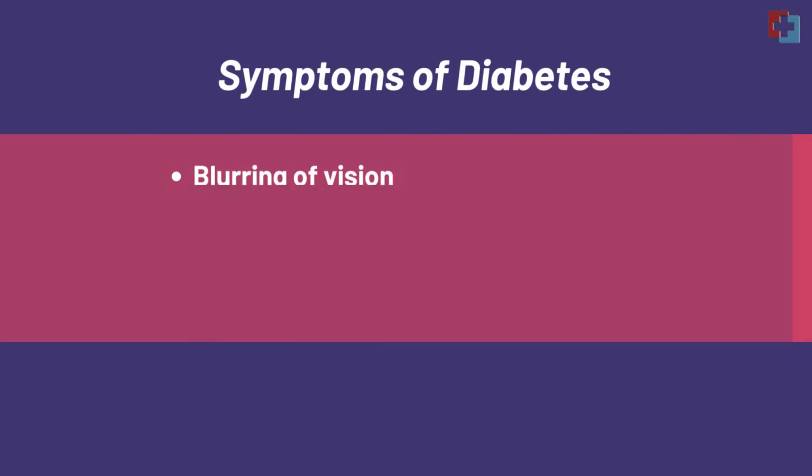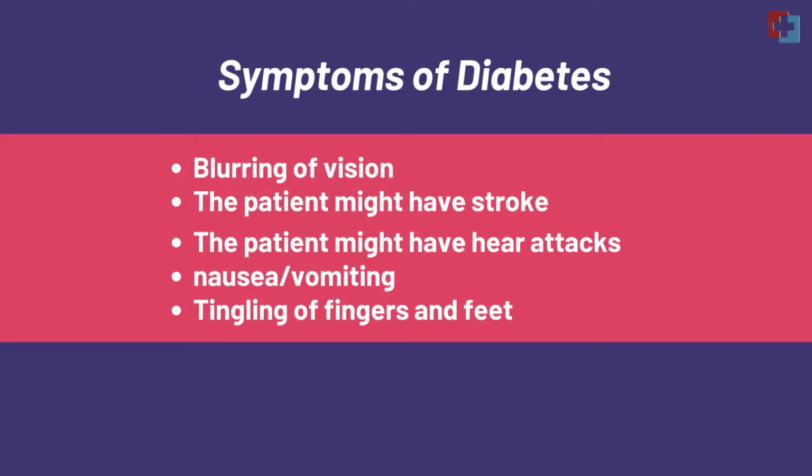Other symptoms that a patient might present with are blurring of vision. Patients might have stroke, may have heart attacks. Patients might have nausea, vomiting. Patients might have tingling of fingers and feet, and usually they lack sensation in the feet when they hit certain objects. How do we diagnose diabetes in the lab?